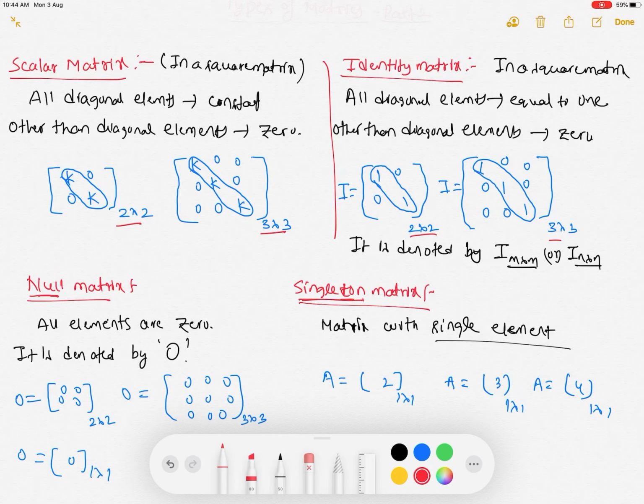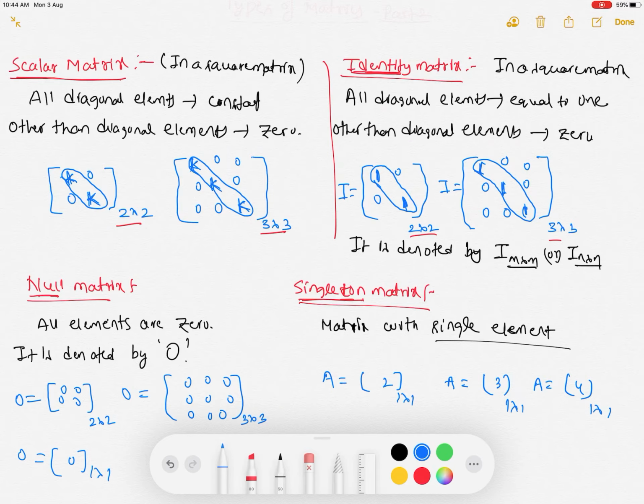Identity means only one; everyone will have one identity. That's why we call it the identity matrix, because every diagonal element is 1 and all other elements are 0. Why do we call it a scalar matrix? A scalar is a constant, one constant, that's why we have taken k here. Like this you have to remember and learn the matrices.